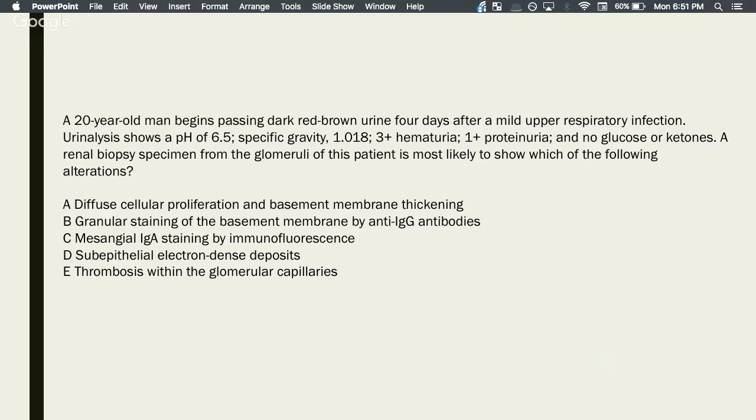If I said it was coca-cola-coloured urine, would that help? Coca-cola colour doesn't change much, actually. Any hematuria has that colour. No, but that's the classic buzzword for this. Okay, so it's basically IgA. Male with coca-cola-coloured urine. If he's Asian, that would point you even more towards IgA. And it's only 4 days after a mild URTI. So the answer to this question would be C, mesangial IgA staining by immunofluorescence, just because he has IgA nephropathy.